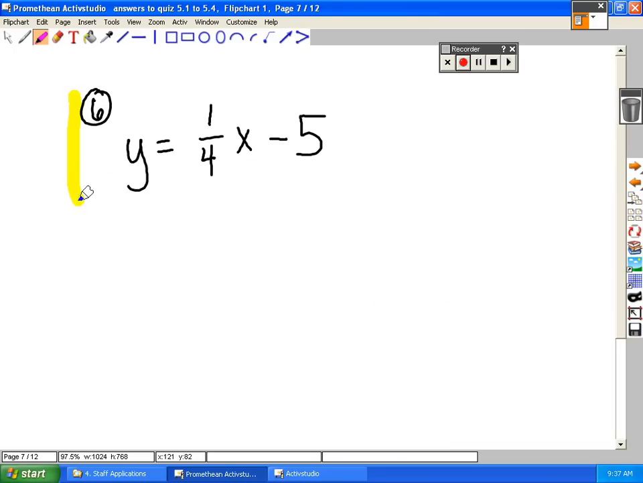Number 6, most of the students got right. Some students forgot to put the negative sign, but this would be the answer. It's pretty self-explanatory.